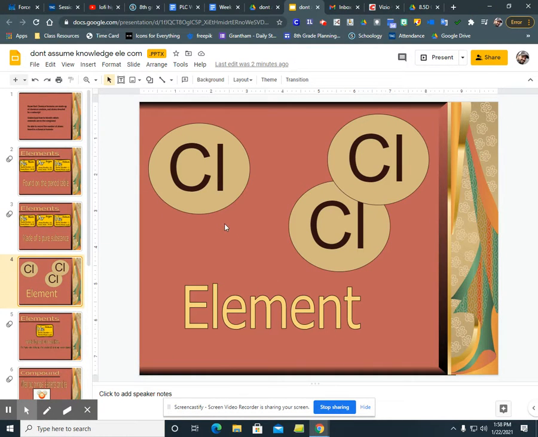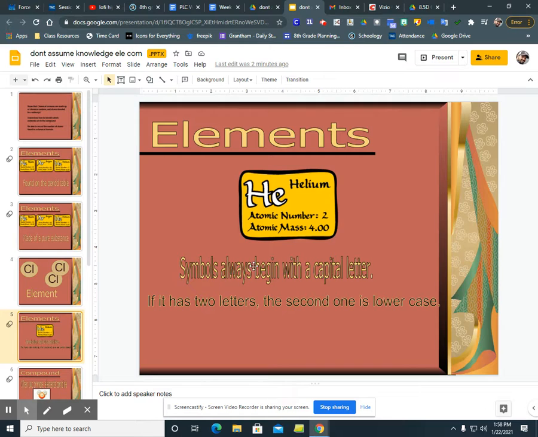So if we look at this slide here, we have capital C, lowercase l, that is chlorine. Okay, so that's an element. Here we have two of them together, that's an element. Again, the symbols always begin with a capital letter. If you look at helium here, it's got two letters. The H is capital. If it has two letters, the second one is lowercase. Okay, that's going to be important to remember as we begin to look at compounds.